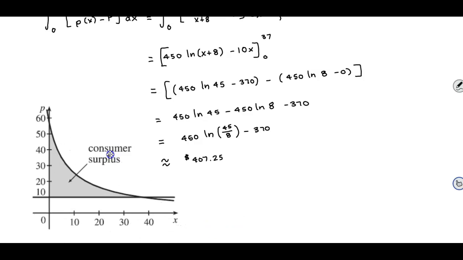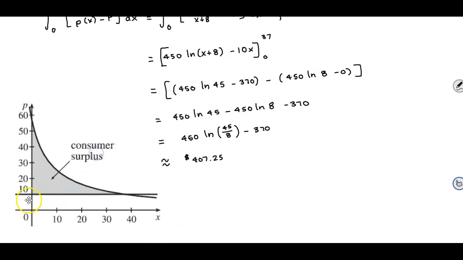$407.25. And then here is your graph. So you have these two graphs. You have y is equal to 10, and then you have the graph of 450 divided by x plus 8, and then that entire area represents the consumer surplus.